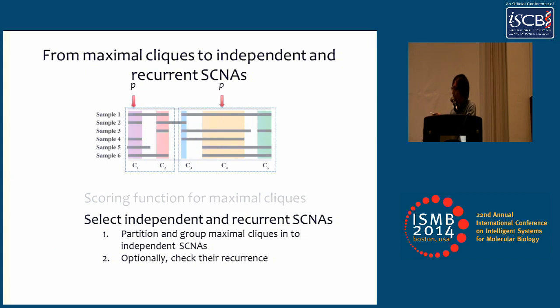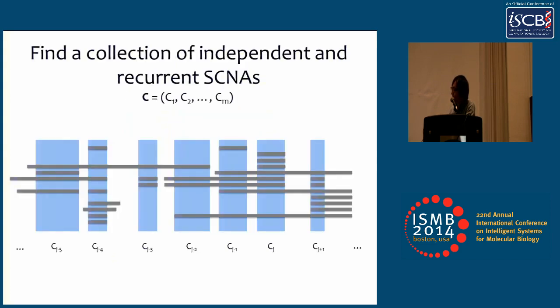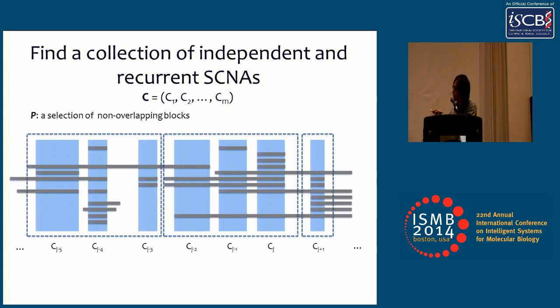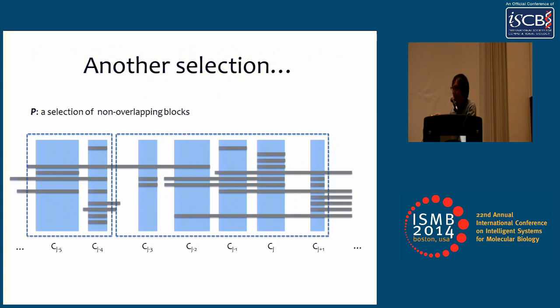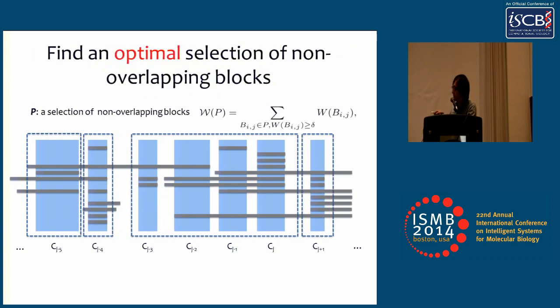And the next step is to try to separate them and to select independent and recurrent copy numbers. The independent here means we need to partition and group the maximal clicks into independent ones. And optionally, you can check the recurrence for the click. So the goal is to find a collection of independent and recurrent copy numbers. And if you turn this problem into our model here, it's actually to find a selection of non-overlapping blocks. So you can find a selection like this one, these are non-overlapping blocks, or you can try another selection, this one. And so which selection is best? You can enumerate all of them and try to find an optimal one.